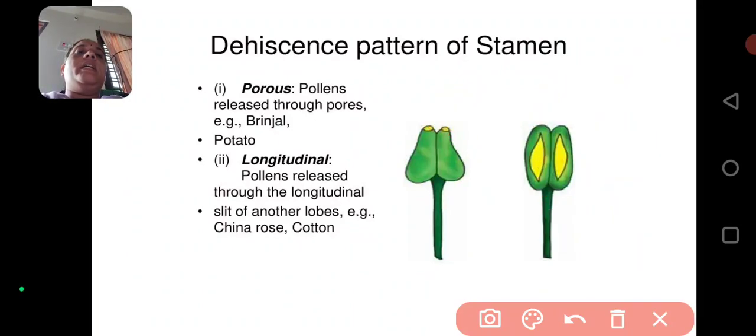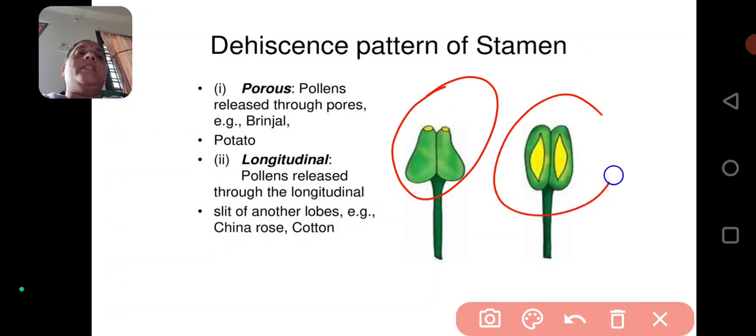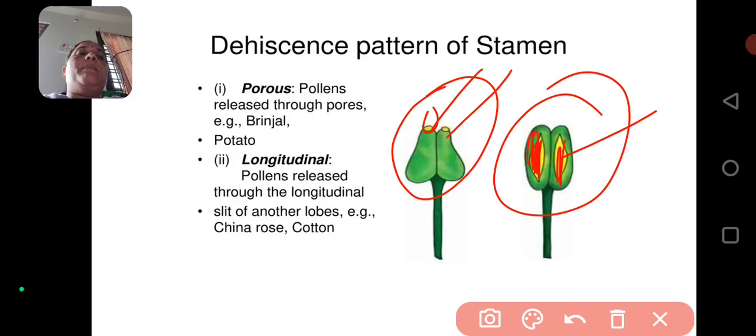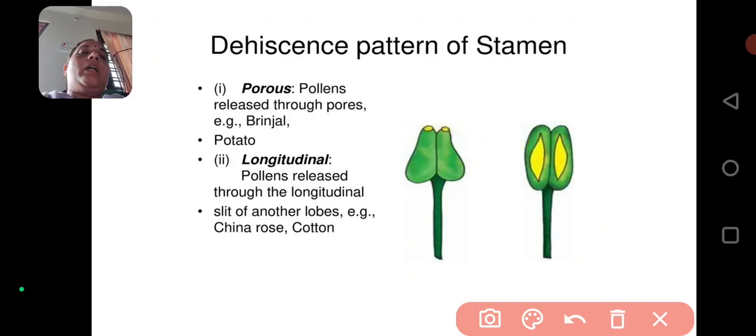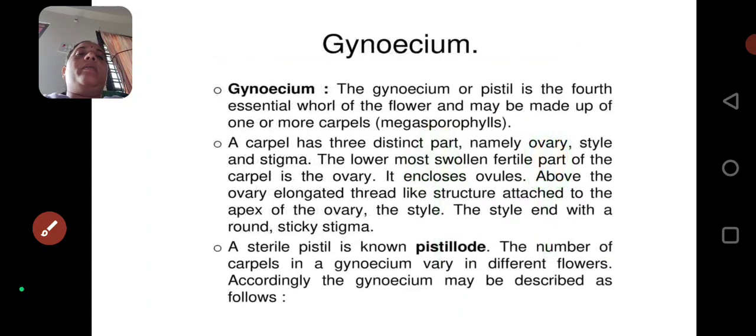So in the dehiscence patterns of stamens, this is the porous and this is the longitudinal. In the porous, the pollen grains are released through these pores. In the longitudinal, pollen grains are released through the longitudinal slit of anther lobes. These yellow color parts are the anther lobes. Examples are China rose and cotton.